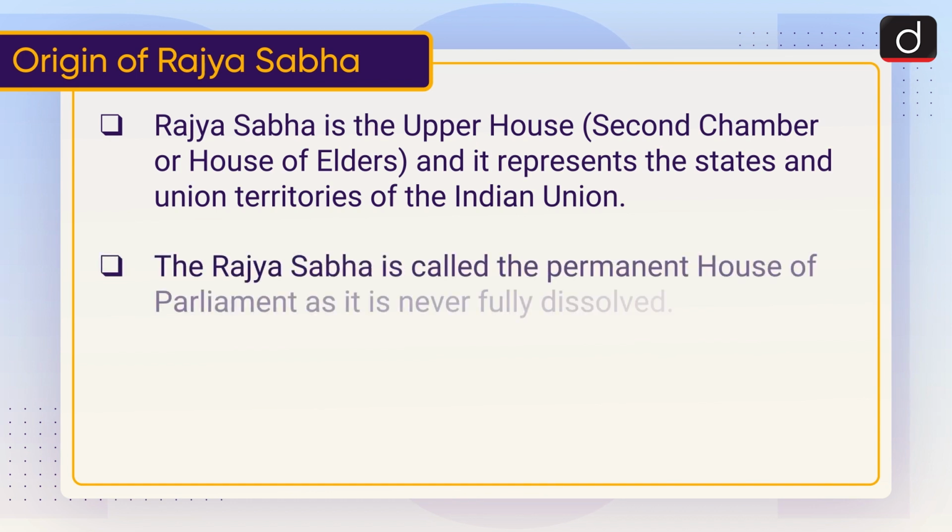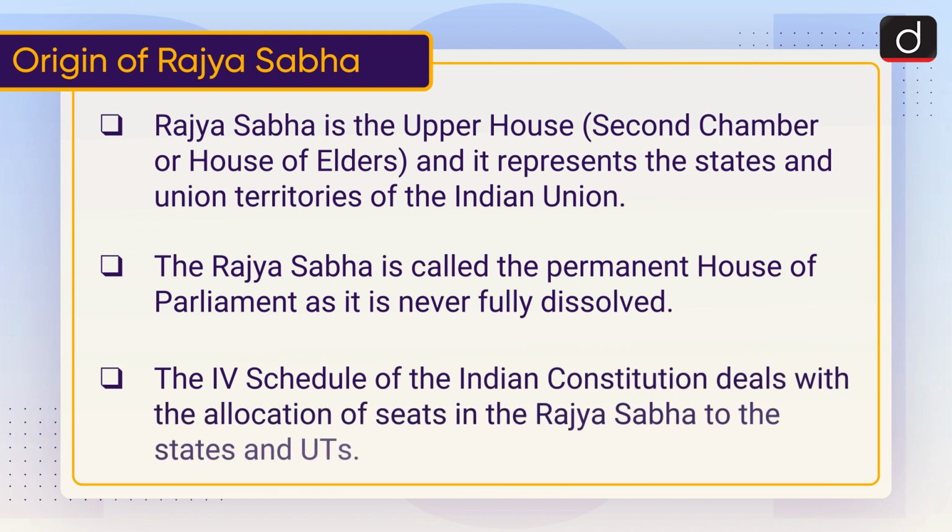The Rajya Sabha is called the permanent house of Parliament as it is never fully dissolved. The Fourth Schedule of the Indian Constitution deals with the allocation of seats in the Rajya Sabha to the states and UTs.